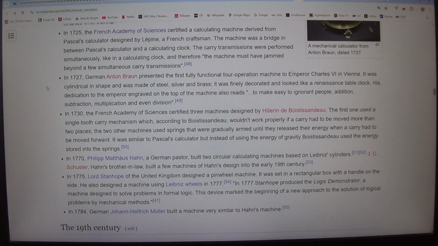3. In 1727, German Anton Braun presented the first fully functional four-operation machine to Emperor Charles VI in Vienna. It was cylindrical in shape and was made of steel, silver and brass. It was finely decorated and looked like a Renaissance table clock. His dedication to the emperor engraved on the top of the machine also reads, "To make easy to ignorant people, addition, subtraction, multiplication and even division."